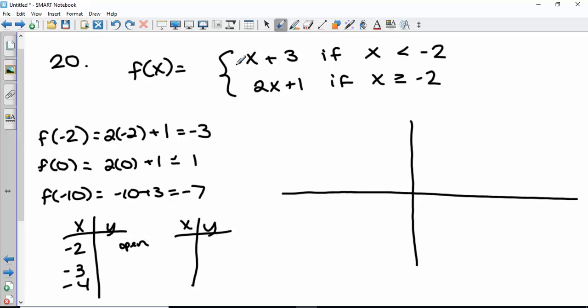So if I plug in -2, -2 plus 3 is 1. -3 plus 3 is 0. -4 plus 3 is -1. -2, 1 is open. -3, 0. -4, -1. It doesn't have a stopping point, so this just continues.